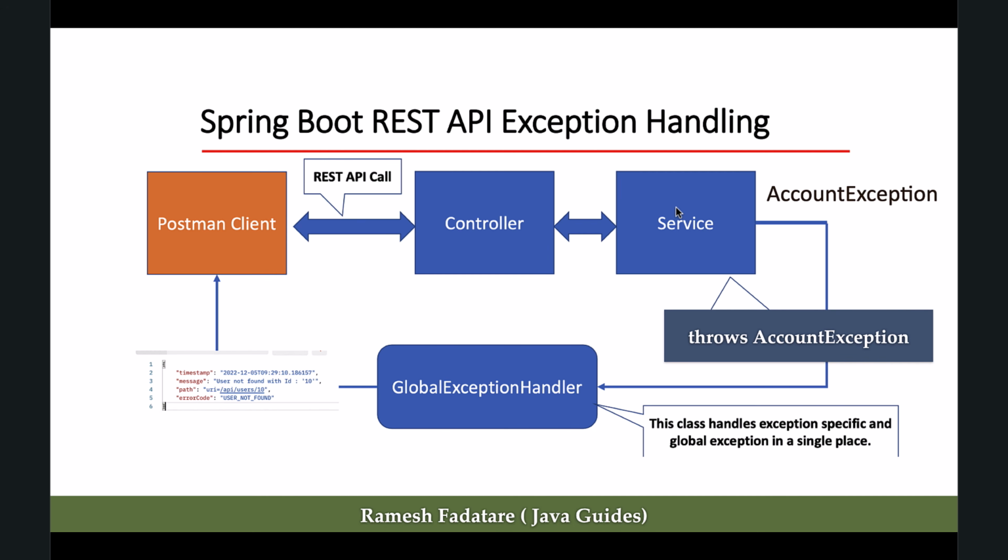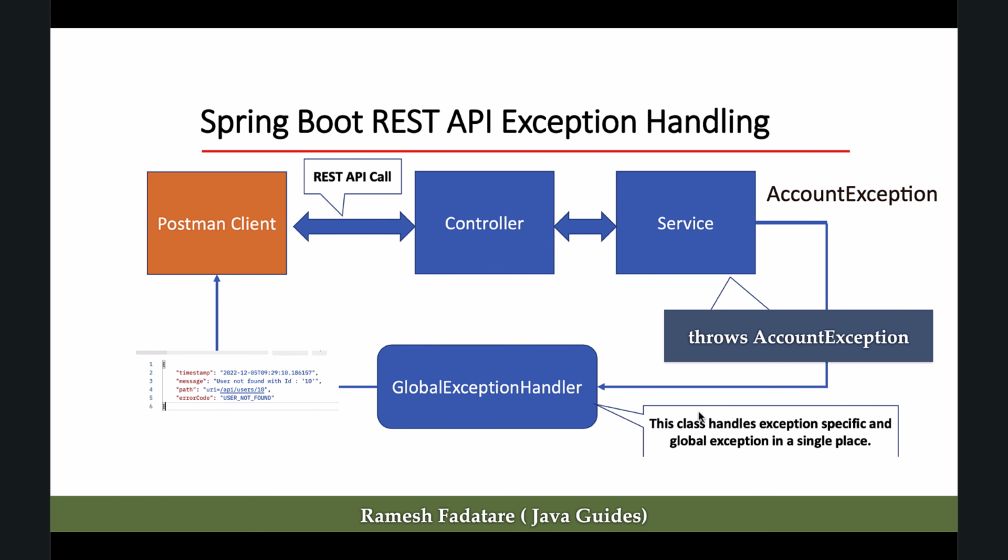Like first we'll check whether the account with a given ID exists in the database or not. If it does not exist, then we throw an account exception. Once we throw the account exception, we have to handle that exception, prepare the error response for it, and send that error response back to the client, right? So for that, we'll create a global exception handler class. Within that, we will write logic to handle specific exceptions as well as generic exceptions in a single place.